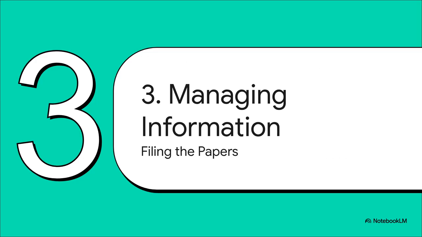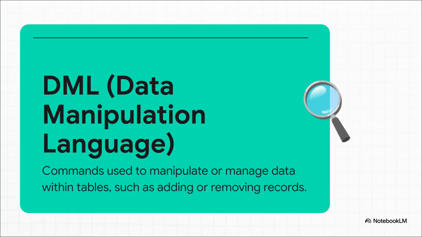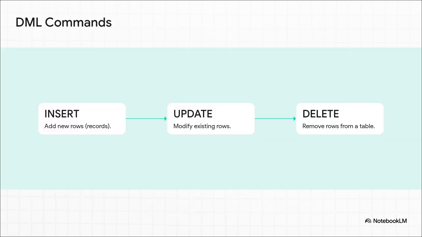Okay, our folders, our tables are all set up. So the next logical step is to start filing the papers, right? We need to actually put some data into the tables we just built. And for that job, we use DML, or Data Manipulation Language. So if DDL built the structure, DML is all about manipulating the data inside that structure. It's the language we use to handle the files themselves. And the core commands here are, again, really intuitive. To add a new piece of data, we use insert. To change something that's already there, we use update. And to get rid of a record, you guessed it, we use delete.